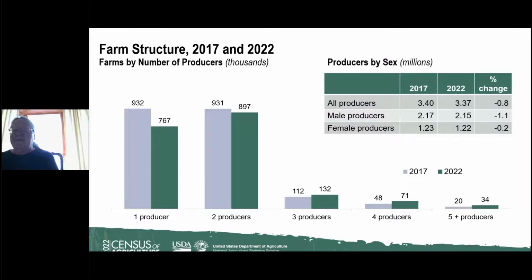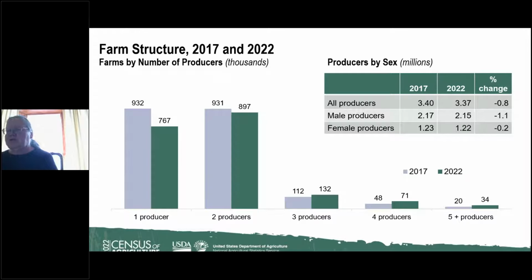Now let's look at farm structure in terms of who is farming. And we'll also look at the number of producers. Again, the census collects data for multiple people per farm. While the number of farms declined about 6.9%, the number of producers declined only about 0.8%, which is a much smaller change compared to the decrease in the number of farms.